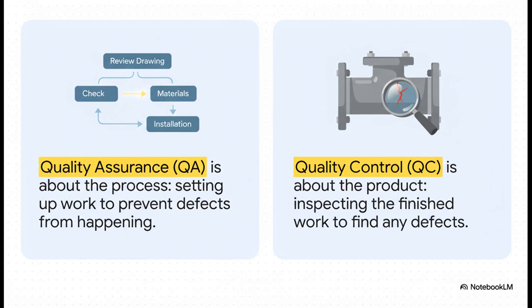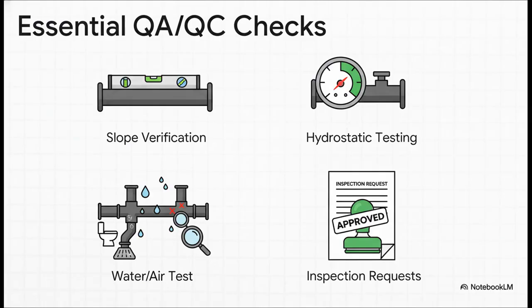Think of it this way. Quality assurance, QA, is proactive. It's about the process. It's about making sure your team has the right training and procedures to prevent mistakes in the first place. Quality control, QC, is reactive. It's about inspecting the product, the finished work, to find any defects that might have slipped through. You need both, period.